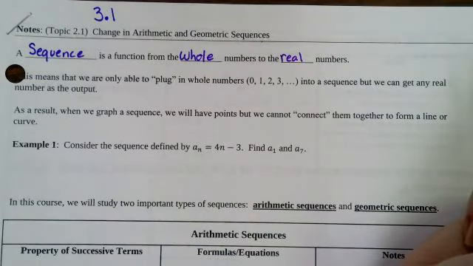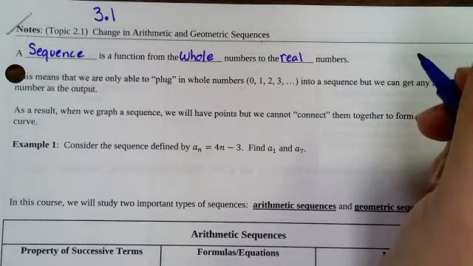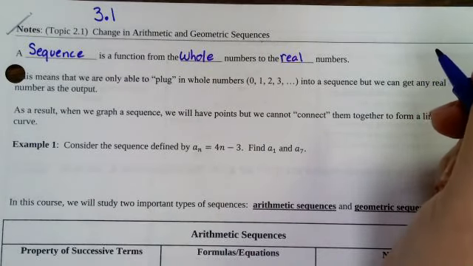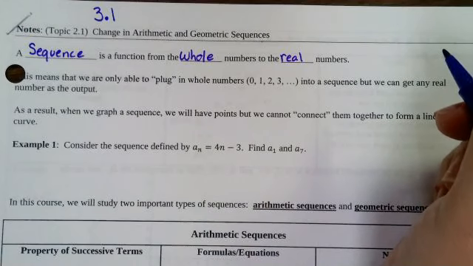Okay, so that's a little bit different than your typical function, because typically we can input any real number, not just whole numbers. You can input decimals, fractions, negative numbers. It doesn't really matter. You can input anything you like to try to get an output. But when we talk about sequences, we are only plugging in whole numbers.